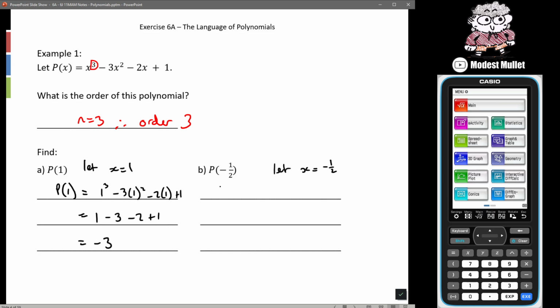P of negative half, so this is where we're going to have to work a little bit on our fractions, and this time the negative is being substituted directly into the x, so that will be affected by squares and cubes. 3 by negative half squared minus 2 by negative half plus 1.